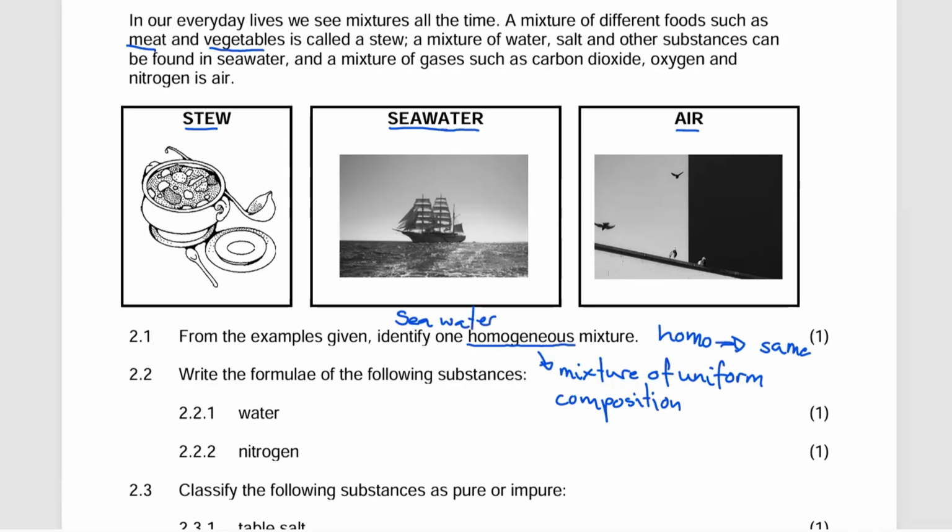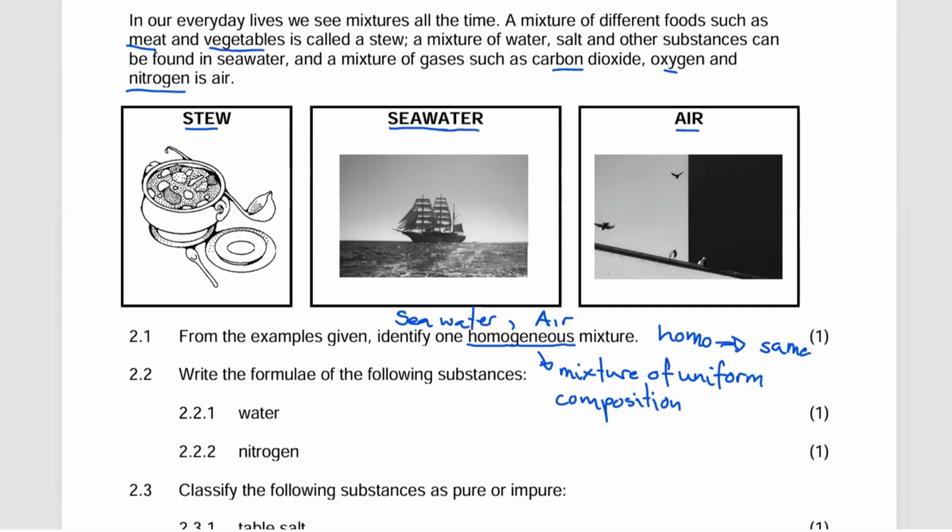Okay, that's the first option. As well, the second option is going to be our air, right? So if you wrote seawater or air, you should be correct. Since this says a mixture of gases such as carbon dioxide, oxygen, and nitrogen is air. By looking through the air, you cannot say I can see carbon dioxide ends here and then oxygen starts from here, then after that nitrogen. Okay, so that's why we're saying this is a type of homogeneous mixture. A heterogeneous mixture, the mixture is not actually uniform. We can easily identify different parts or compositions that make up that heterogeneous mixture.